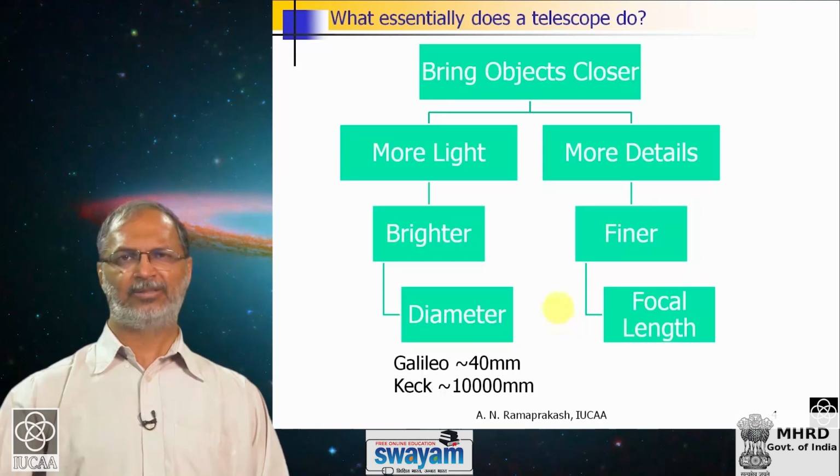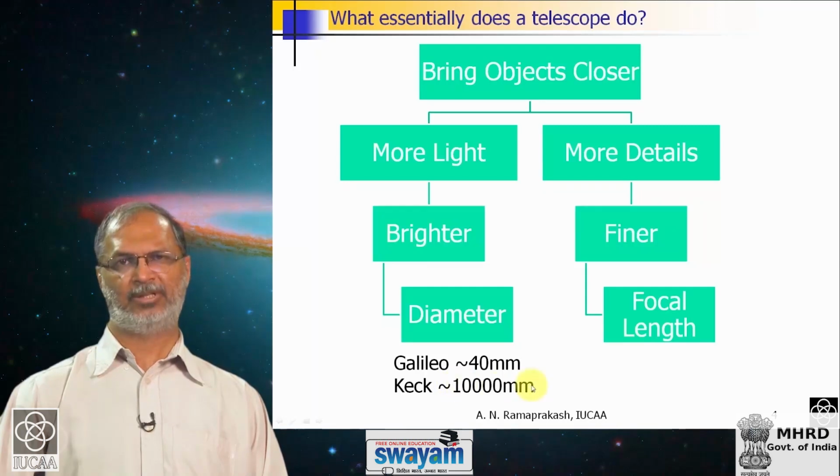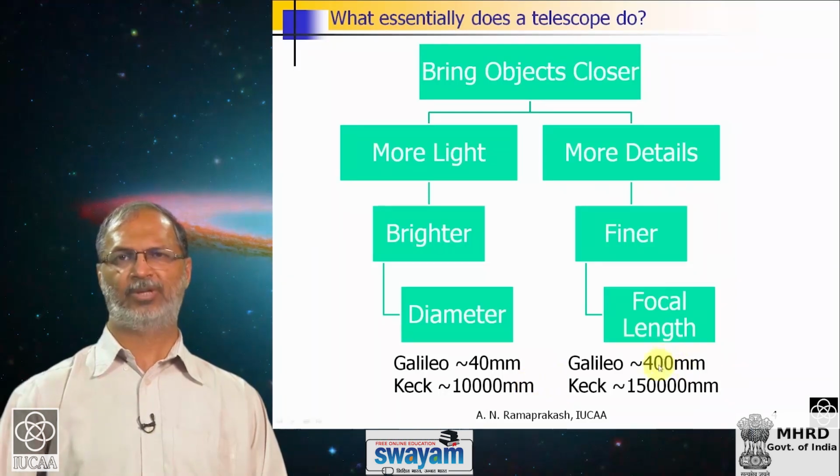If you look at Galileo's telescope, it had a diameter of about 40 millimeters for the primary optics. But if you look at the largest existing telescope today, the Keck telescope, it has a 10 meter diameter primary mirror. Similarly, if you look at the focal lengths, Galileo's telescope had a focal length of about 400 millimeters, but the Keck telescope has 150,000 millimeters or 150 meters.